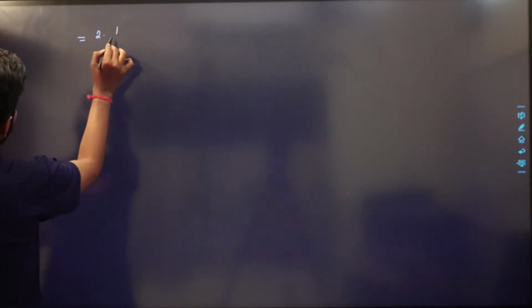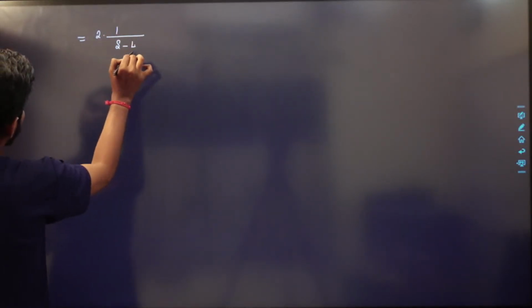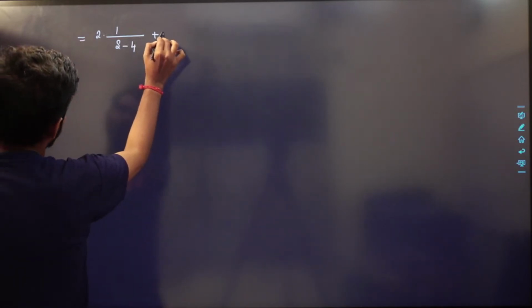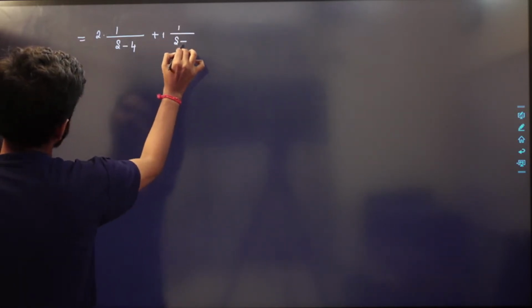Now what is the value of a? A is 2. So we have 2 into 1 by s minus 4, and the value of b is 1. So we will have 1 by s plus 2.